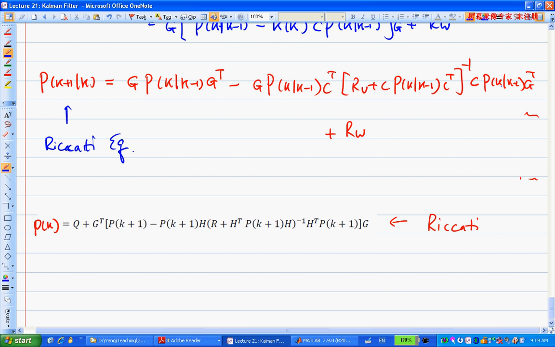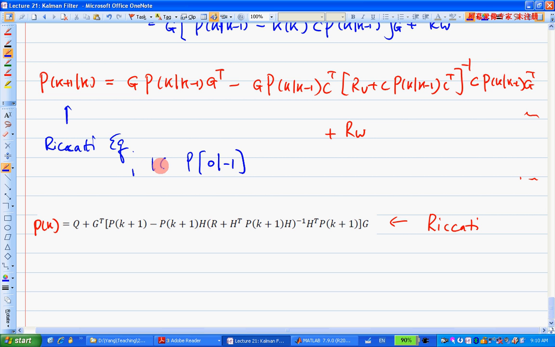As a matter of fact, if I wanted to solve for P of k plus 1|k, I don't need to know any evolution of the system state. I can calculate all of this offline, before you obtain any observations. Can you see that? G is known, RV and RW are known, and all you need to do is plug in an initial condition. Let's say the initial condition is P of 1|0. Initial condition.